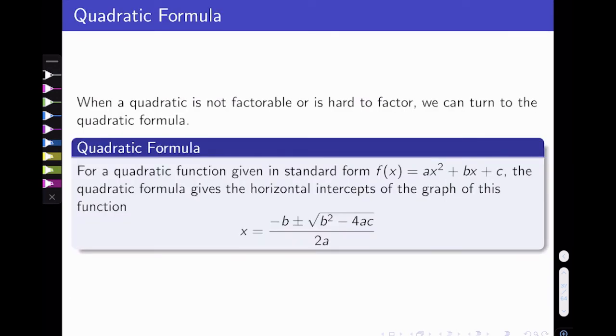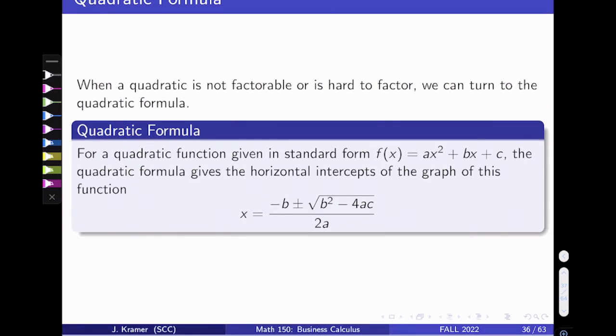Sometimes you won't be able to factor a quadratic, and when this is the case, we'll need to use the quadratic formula. So for a quadratic function given in standard form, which is ax squared plus bx plus c, the quadratic formula gives horizontal intercepts of the graph of this function at negative b plus or minus the square root of b squared minus 4ac all over 2a, making sure to first set the equation equal to 0 and then use the quadratic formula.